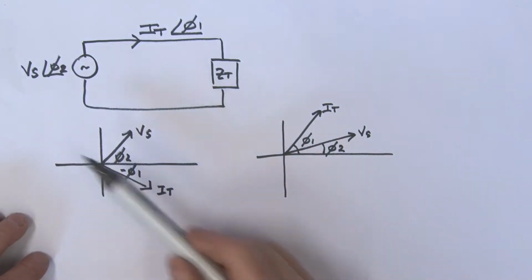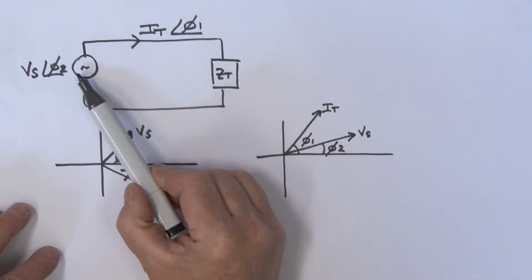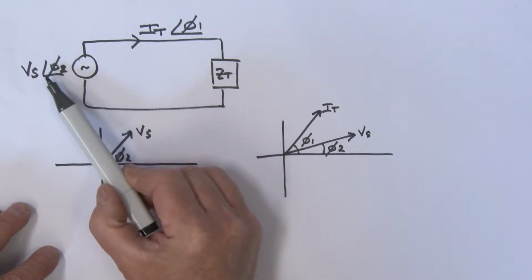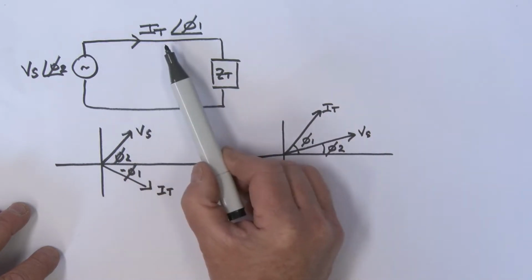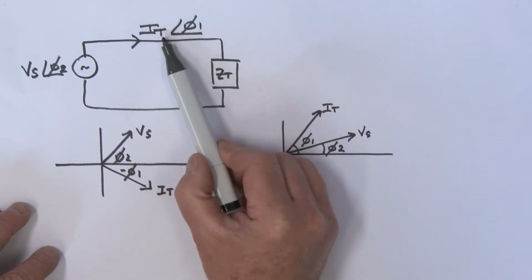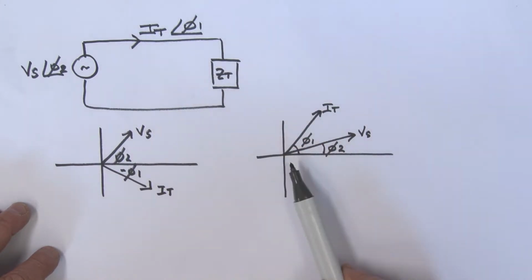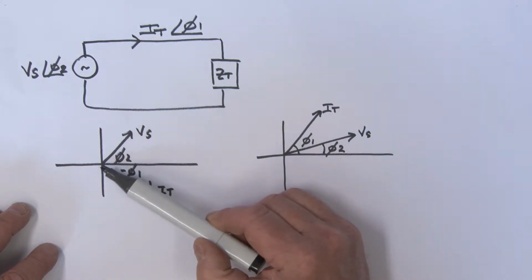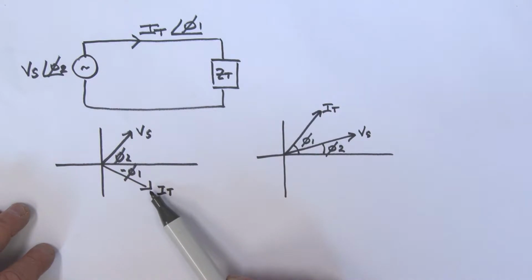All right, let's consider a general situation. Let's suppose my voltage source is Vs at angle phi 2. We've got an impedance Zt, and the current going into that impedance is It, at angle phi 1. Let's look at a couple of possible situations. First, a case where Vs is leading the current It.